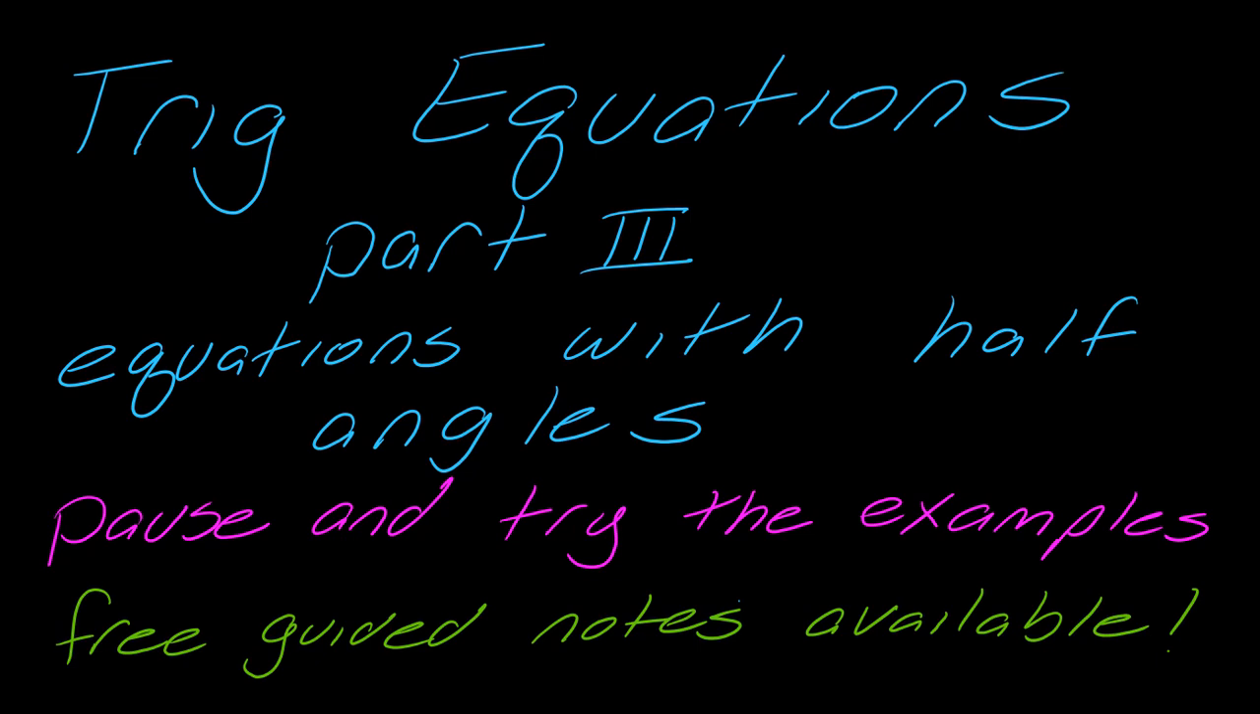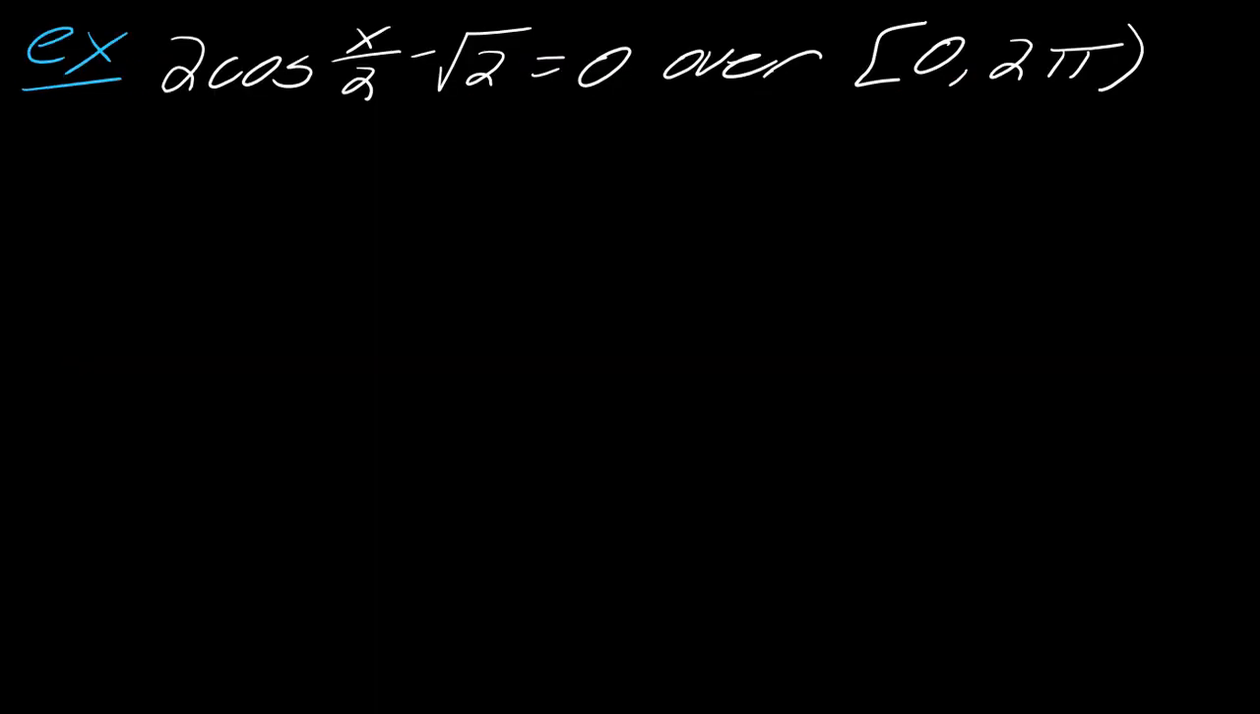All right, so we're going to continue the series on trig equations. This is part 3. We're going to be looking at equations with half angles. Let me just jump right into it so I can show you what I mean. Half angles, so things where I have x over 2 or theta over 2. This is what's known as a half angle. So how do you solve problems like this?